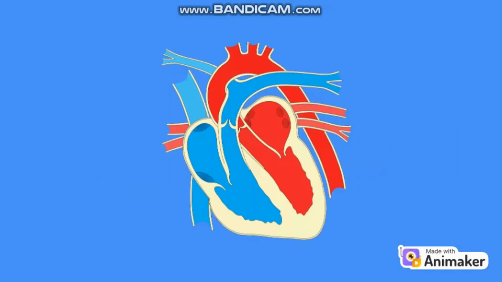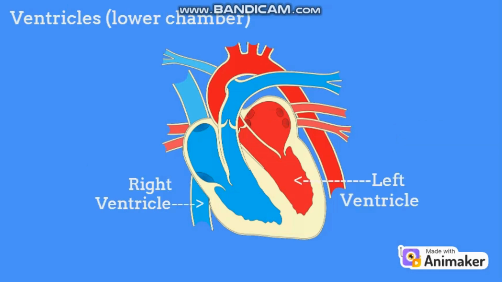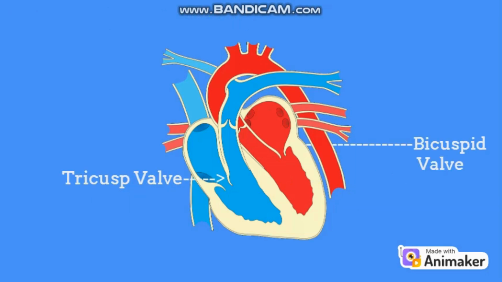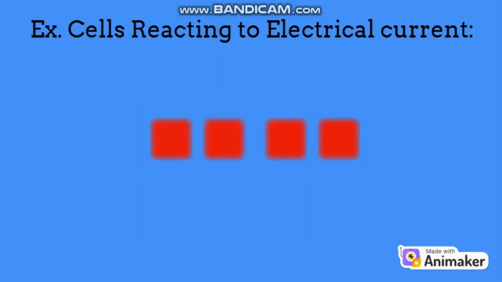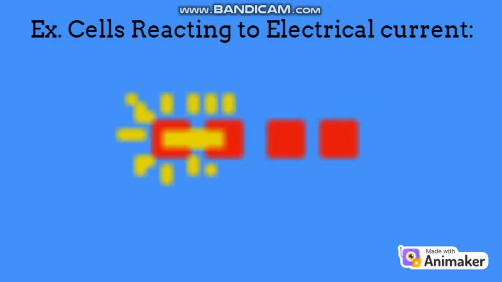The heart consists of four separate chambers. The upper chambers are called atria, aka the right atrium and left atrium, and the lower chambers are called ventricles, aka the right ventricle and left ventricle. These upper and lower chambers are separated by the tricuspid and the bicuspid valves that flow from the atria to the ventricles. Your heart is also made up of muscle tissue called myocardium, which allows electrical signals to flow from cell to cell due to the muscle cells being interconnected.